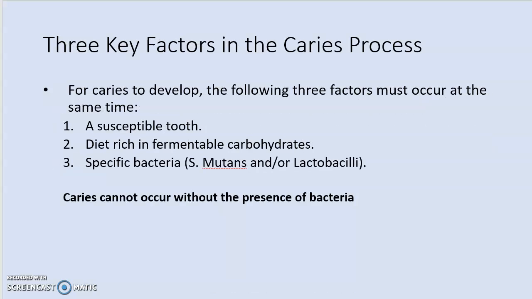There are three key factors that must be present in order for caries to occur. First, a susceptible tooth must be present, essentially any tooth in the mouth. The second factor is a diet rich in fermentable carbohydrates. If a person has regular exposure to fermentable carbohydrates, they are more susceptible to caries. The higher the frequency of exposure, the higher the risk of decay.